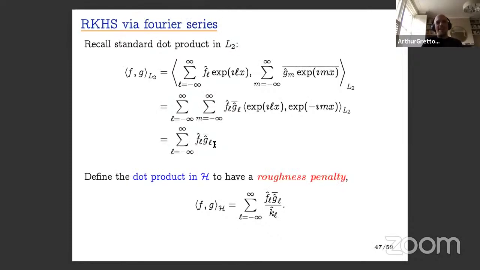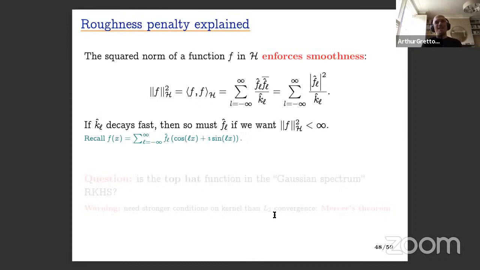Now I am going to define out of nowhere a new dot product. Okay, here is my new dot product. What is the difference? Well, the top is the same, but now I'm dividing by the Fourier series of my kernel. So why would I do that? The reason I would do that is because if I take the norm of f, which is a dot product of f with itself, if I do the square norm, then what this looks like is the sum of f hat L squared divided by K hat L.